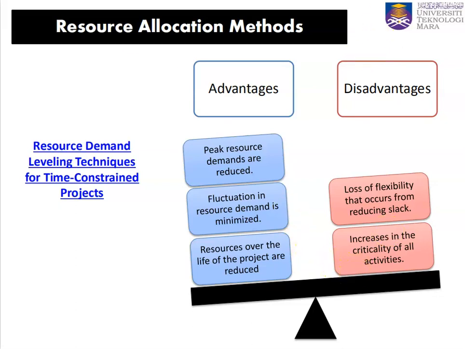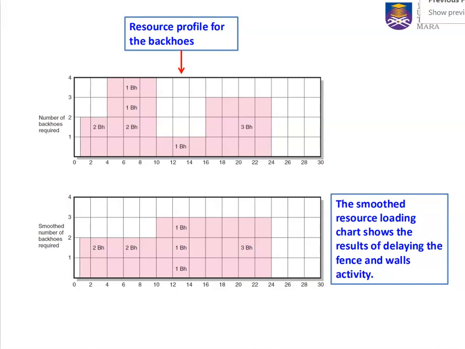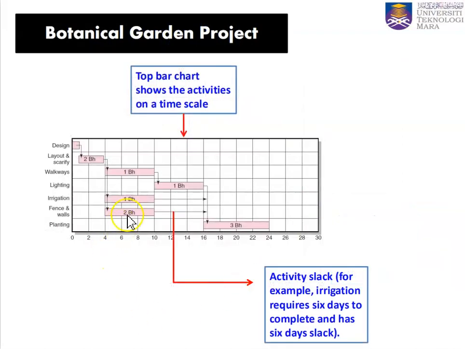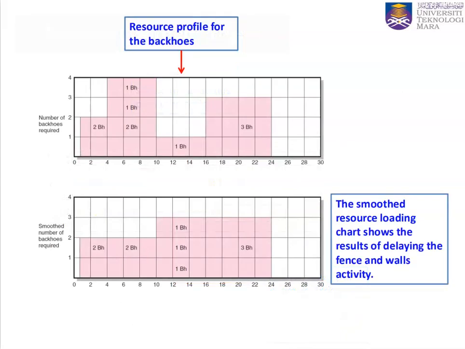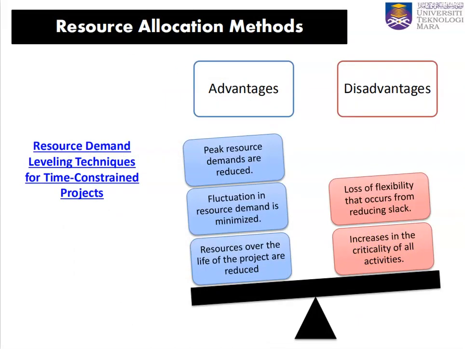So we can see that we reduce the critical path already because we move the fence and walls here, let's say, so we reduce one of the slack. Okay, so we increase the risk. After this, fence and walls cannot be delayed anymore. Okay, it doesn't have any more slack. We only left with one slack. Okay, that's what it calls increases in the criticality of all activity and reducing the slack.